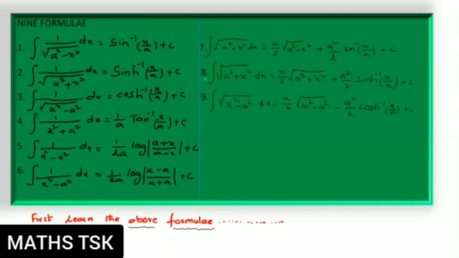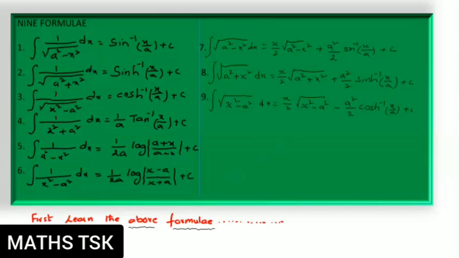These 3 formulas are very important. Root of a square minus x square is x by 2 root of a square minus x square plus a square by 2 sin inverse of x by a. Root of a square plus x square is x by 2 into root of a square plus x square plus a square by 2 into sin h inverse of x by a. Root of x square minus a square is x by 2 root of x square minus a square minus a square by 2 cos h inverse of x by a.